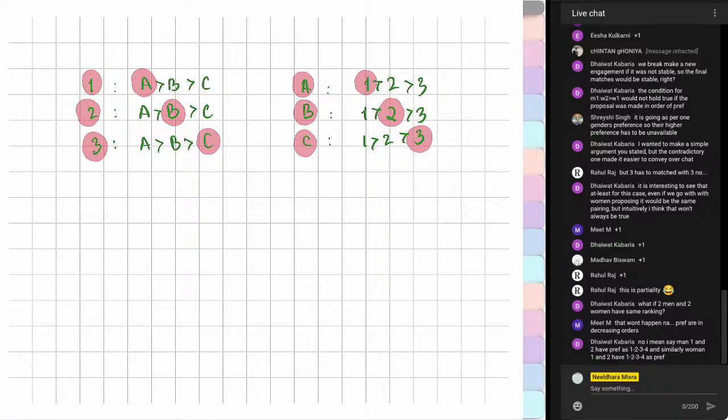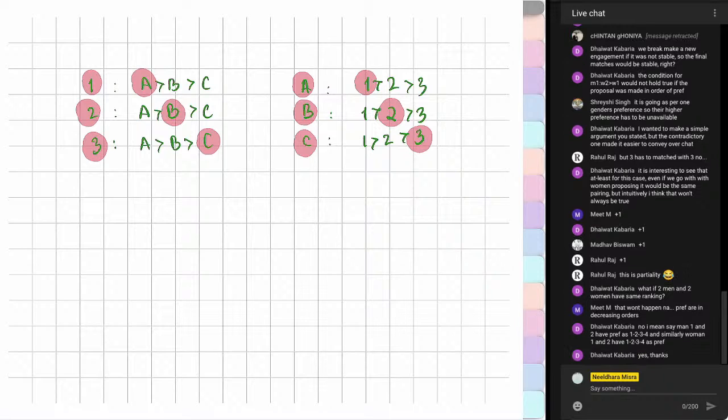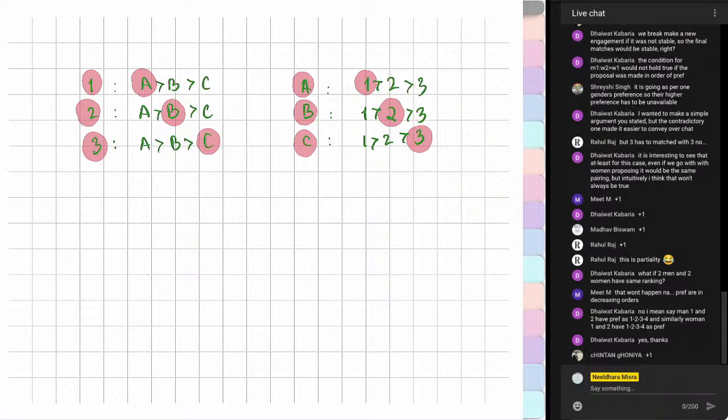There are a few examples which are really structured. One is that everybody has the same preference. The other would be when the top choices are nicely distributed. Let's say A had 1 as the top choice, B had 2 as the top choice, and 3 had C as the top choice. Then again, the ranking is very clear. A gets 1, B gets 2, C gets 3, and so on. And that's always going to be stable. Okay, all right, cool.